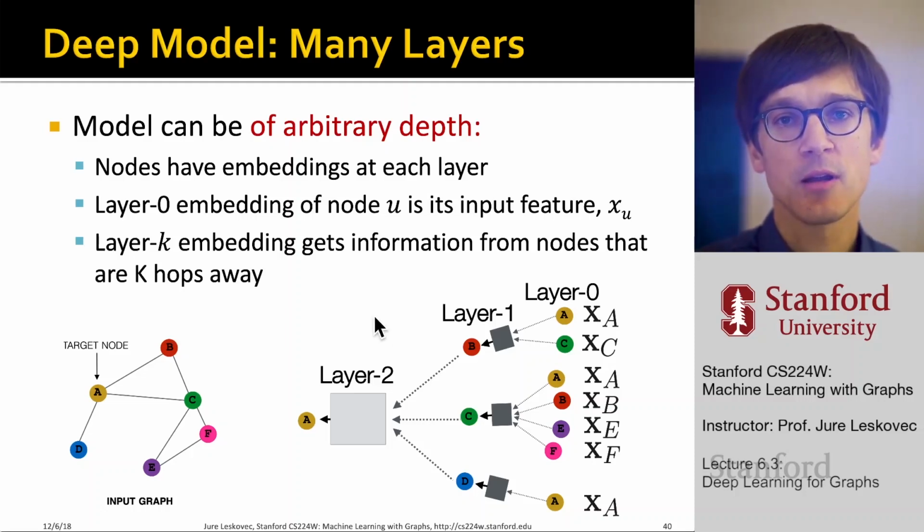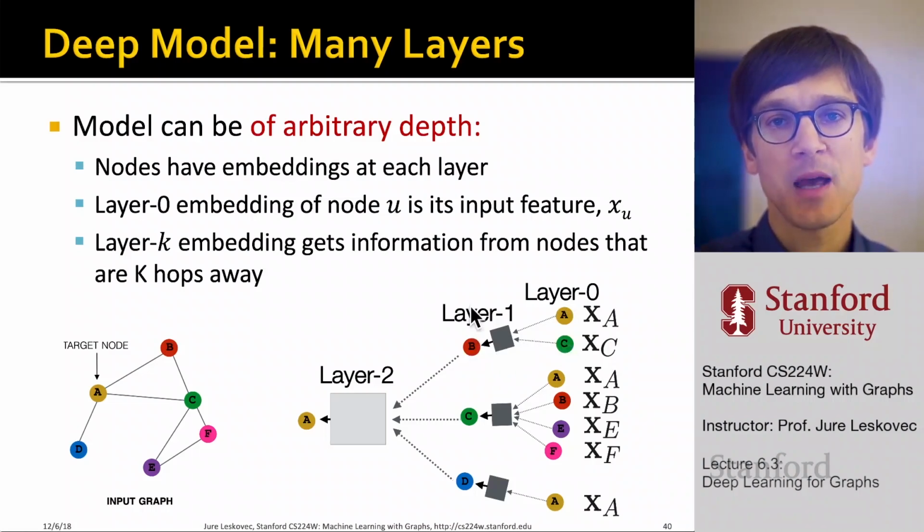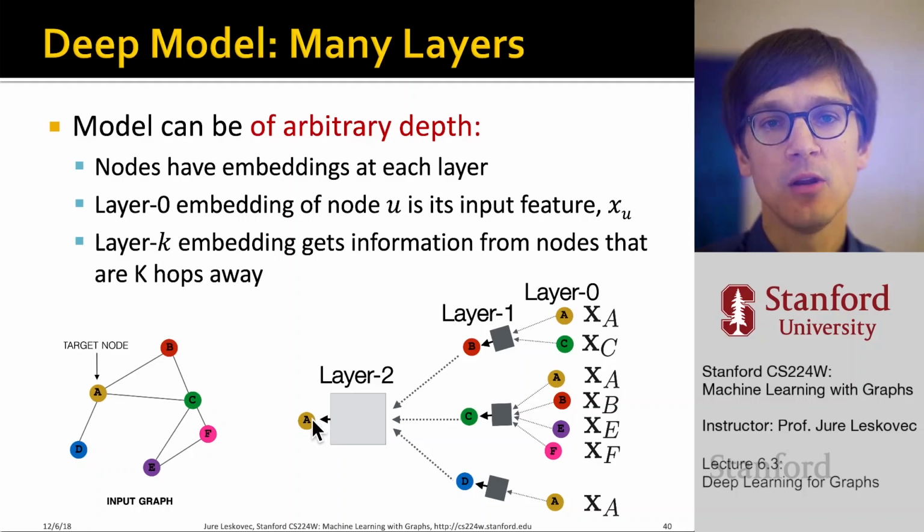So the way this would work is layer 0 embedding for nodes is simply their feature vectors, here denoted by X. Then, for example, embedding of node B at layer 1 would be some aggregation of feature vectors of neighbors A and C, plus its own feature vector, and this will be now embedding of this node at layer 1. And then this will be passed on so that now node A can compute its embedding at layer 2.